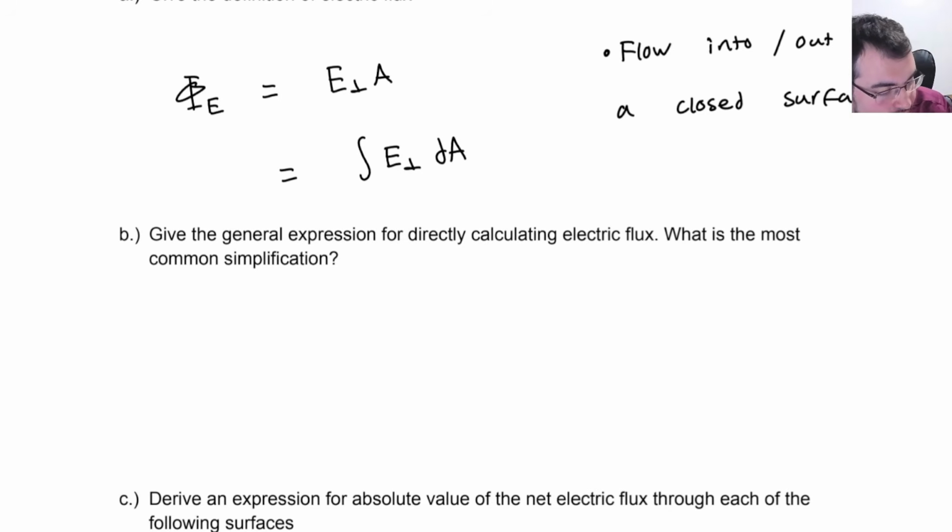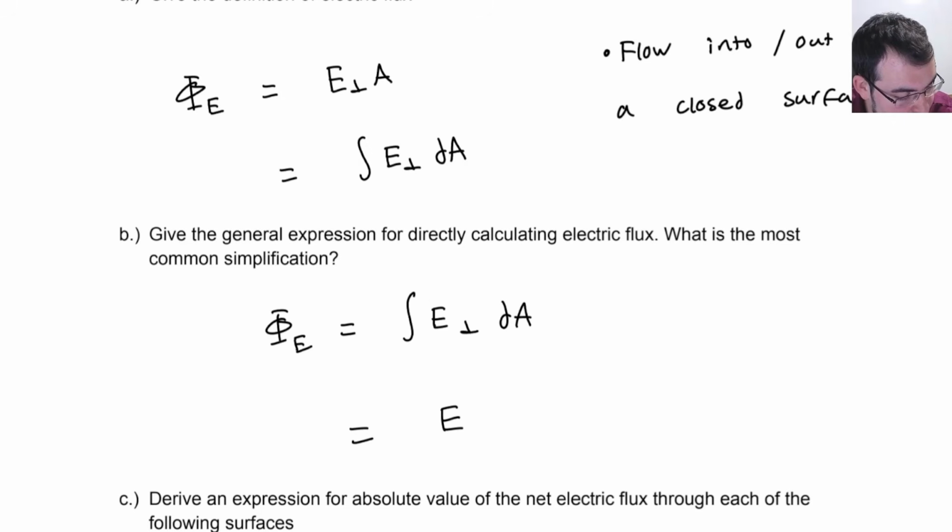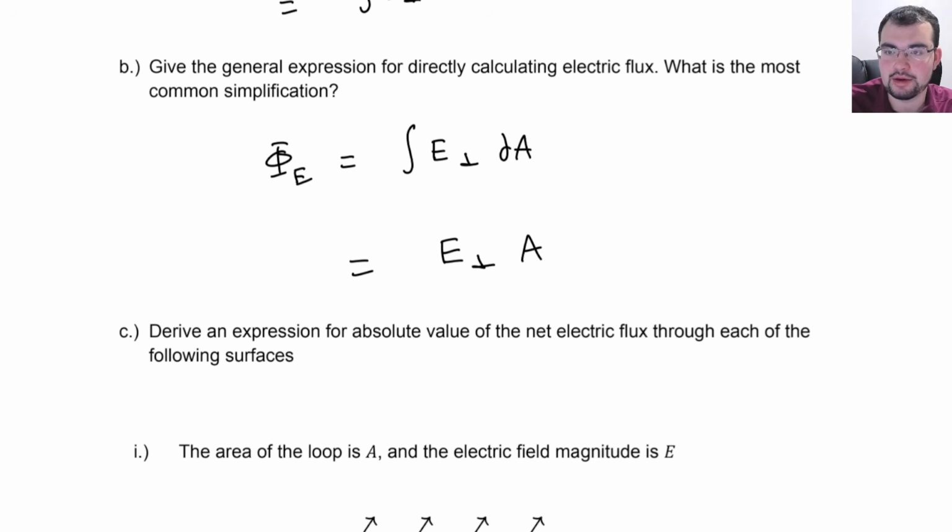What's the general expression for calculating electric flux? Well, the general expression is this one. We have to integrate E perp times dA. But the most common simplification is that for a constant E field, you can just take the perpendicular component and multiply that by the area.